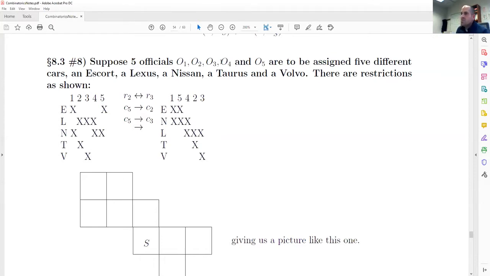Okay, so this is a problem in the book. They talk about 5 different cars and officials for some kind of parade or something. And these are the restrictions on the Escort, Lexus, Nissan, Taurus, and Volvo. So these are the restrictions, right? There's some made up situation.